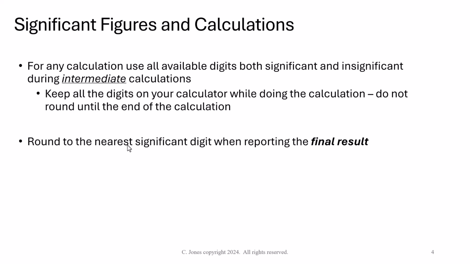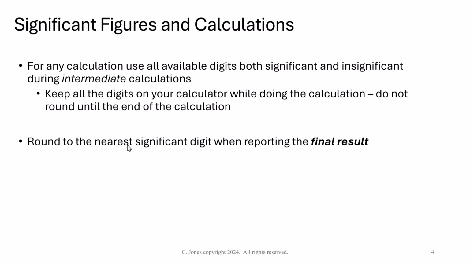For any calculation, right, any calculation, use all the available digits, both significant and insignificant, during your intermediate calculations. So in other words, don't do any rounding at each calculation step. Wait until the end to do any rounding. So keep all the digits on your calculator while you're doing the calculations. Do not round until the end of the calculation. 2 or 3 roundings in the middle of multi-step calculations can drastically change the value of the answer. So don't round until the end. And then when you're going to report the final result, you round to the nearest significant digit.